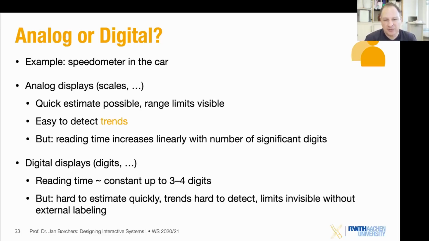It's just estimating, especially if it's a 4-digit number, is this above or below 5,380? Kind of hard to tell. You have to really look at the number and compare it. Trends are a little harder to detect, and limits are not going to be visible unless there is an external labeling of some sort.